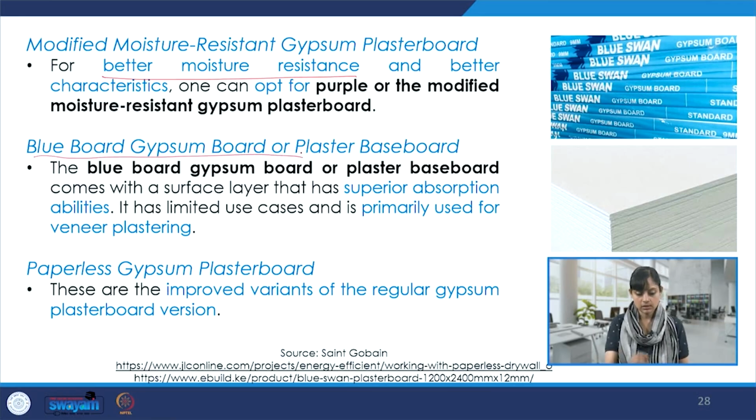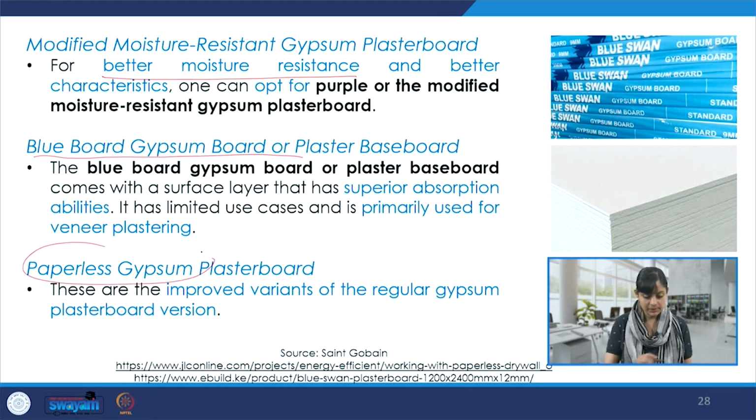Then there is blue board gypsum board. The blue board gypsum board, or the plaster base board as it is called, comes with a surface layer that has superior absorption abilities. So it is used primarily for veneer plastering.